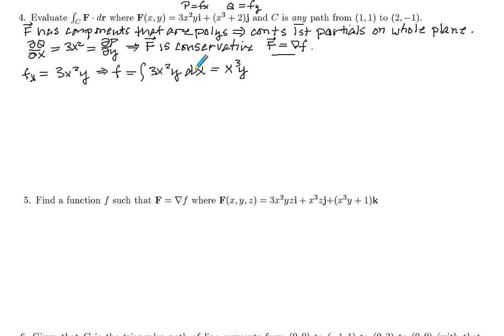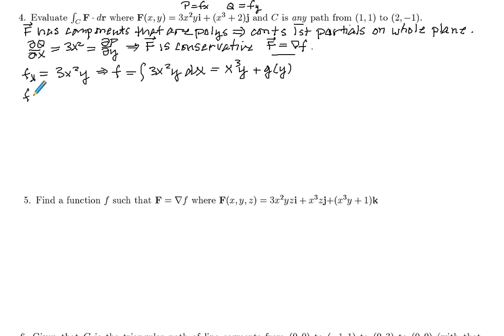So there could have been some terms in our function f here that were just y terms. And when you took the x derivative, the y-only terms went away and you ended up with the 3x squared. So this could be x cubed y plus some y terms. So there could be some function g of y on the end.